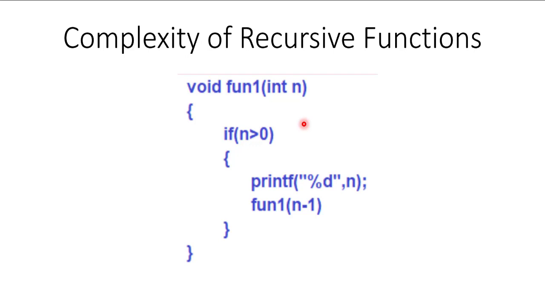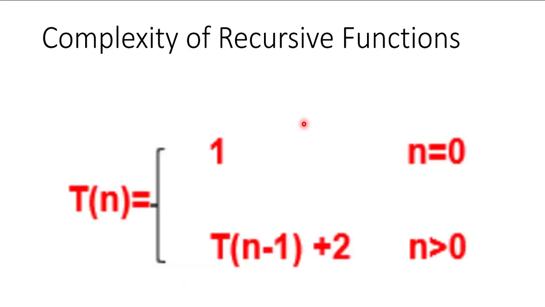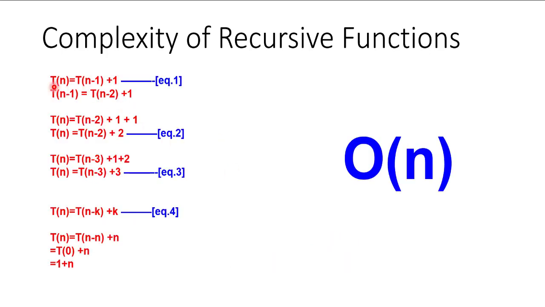Before solving this, we should know one thing: if we have any constant value, then the value will be 1. In our example, the constant value is 2. So we will replace it with 1 as shown in the diagram. We will replace this plus 2 with plus 1. So our recurrence relation will look like this, which we have written in equation 1: T of n is equal to t of n minus 1 plus 1.